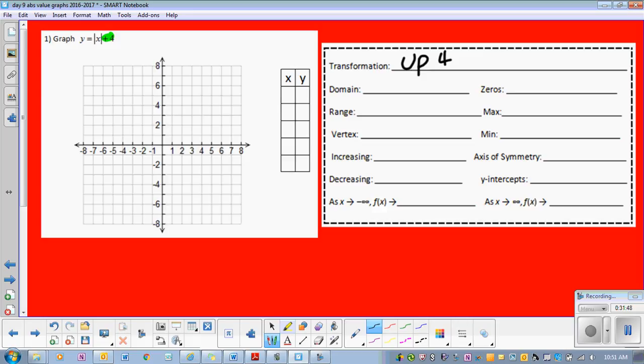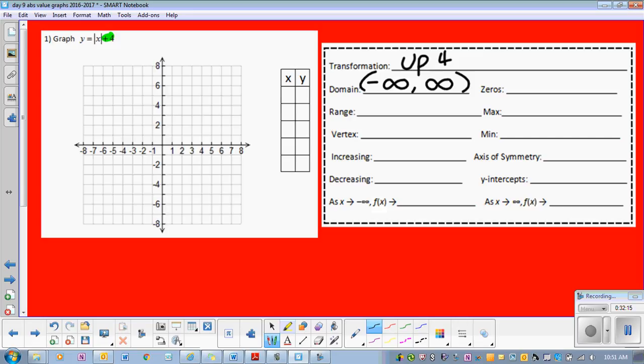Now, what is the domain always? What did I tell you the domain is always for absolute value? Yeah, all real numbers, negative infinity to infinity, always. I don't care if it's stretch, compress, reflect. Domain is always negative infinity to infinity because you have an arrow on the left and an arrow on the right. Yes?